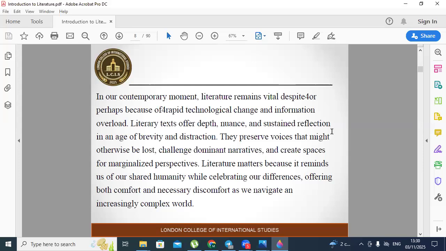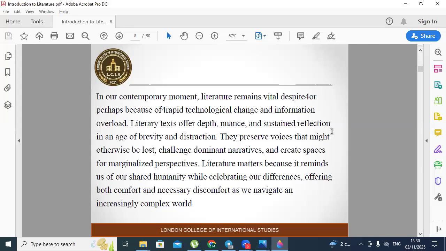Literary texts offer depth in an age of surface-level engagement. They provide nuance where so much contemporary discourse trades in simplistic binaries. They enable sustained reflection in an age that rarely pauses. Literature preserves voices that might otherwise be lost: marginalized communities, historical perspectives that didn't make it into mainstream historical accounts, individual experiences that do not fit dominant narratives.